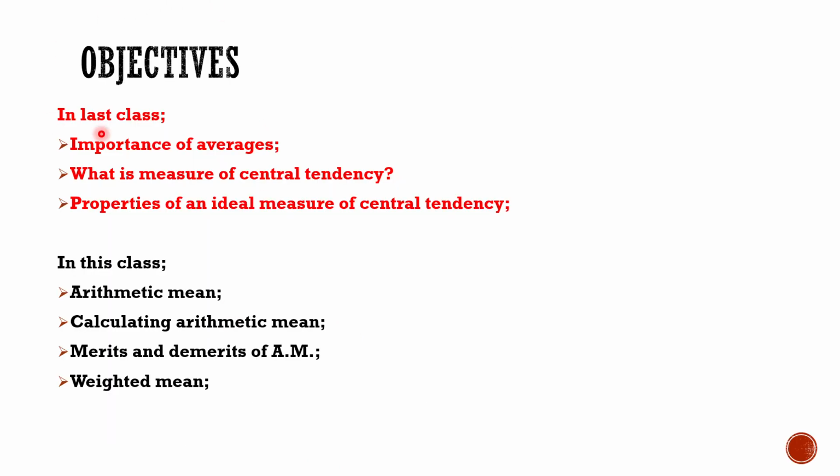What are the objectives? So in last class we have gone through the importance of averages, and we got to know about the measures of central tendency and the properties of an ideal measure of central tendency. In this particular lecture we would be dealing with what arithmetic mean is, how we calculate arithmetic mean, the merits and demerits of arithmetic mean, and the generalization of arithmetic mean, that is weighted mean.